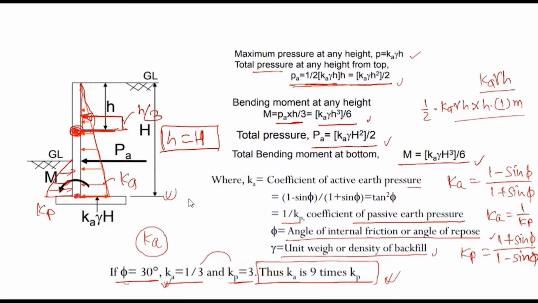Okay? But hello sir, sorry for the interruption. That Ka formula, 1 minus sin phi divided by 1 plus sin phi, it will not be equal to tan square phi, I think. That formula, 1 minus sin phi divided by 1 plus sin phi. Yes. I'm not getting whether it is equal to tan square phi. Whether it is correct, tan square phi. Okay.